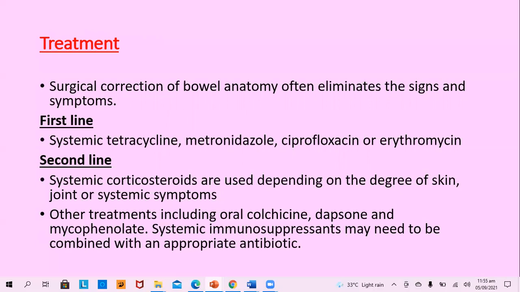And second line treatment includes systemic corticosteroid depending upon the degree of skin, joint, and systemic symptoms. Other treatments include colchicine, dapsone, and mycophenolate. Systemic immunosuppressants may need to be combined with appropriate antibiotics. So in severe cases, the usual combination is use of an antibiotic with a steroid or other immunosuppressive as well.